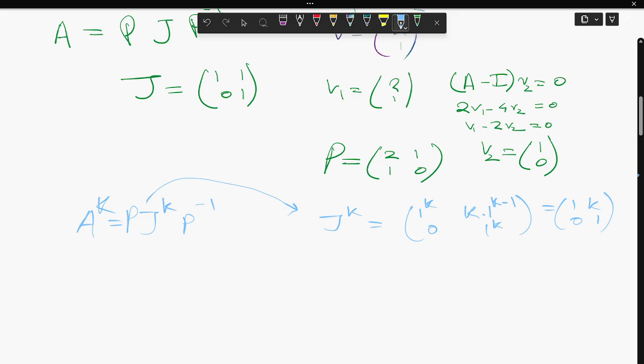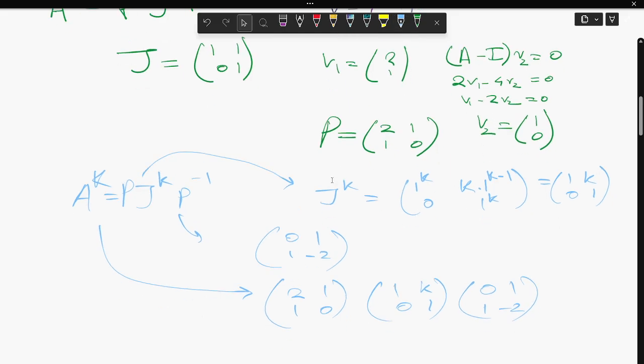So now we are computing P inverse. P inverse will be 0, 1, 1, minus 2. Okay. Now we are going to compute A to the power K. So our A to the power K will be equal to 2, 1, 1, 0 into 1, K, 0, 1 into 0, 1, 1, minus 2.